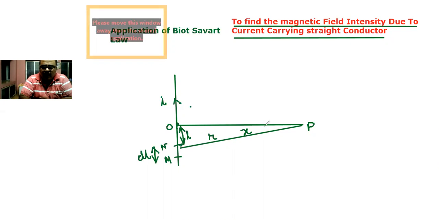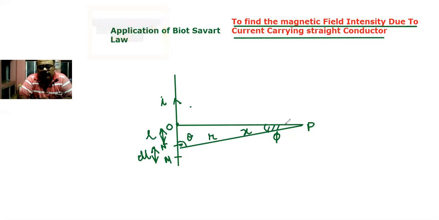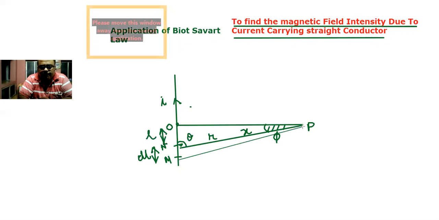This line R subtends an angle phi over here, and let this angle be theta. And this distance I have already taken as L. So if this subtends an angle phi over here, then if I join this line, that is M and P, this will subtend an angle d phi.